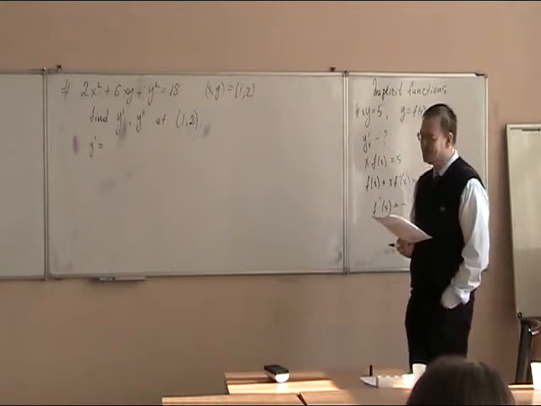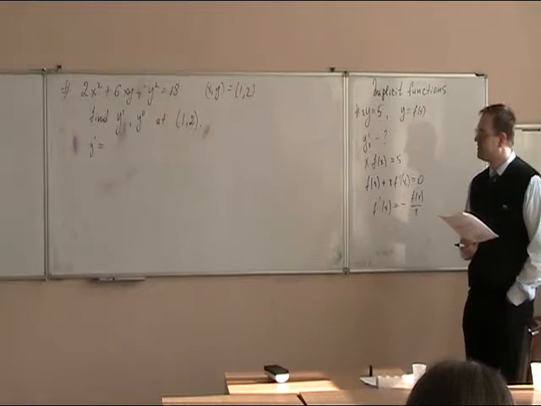11 is overshooting, 7 is undershooting, so we're approaching the right direction.